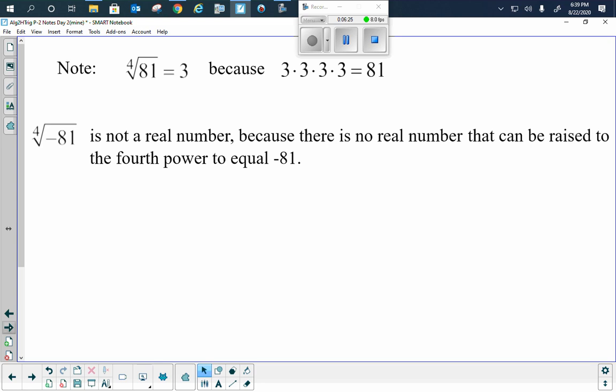All right, so note, the fourth root of 81 equals 3 because of exactly what we talked about. What can you multiply 4 times, the same number multiplied 4 times together, that gives you 81? Because 3 times 3 times 3 times 3 is 81. The fourth root of negative 81 is not a real number, guys, right? Because there's no real number that can be raised to the fourth power to equal negative 81.